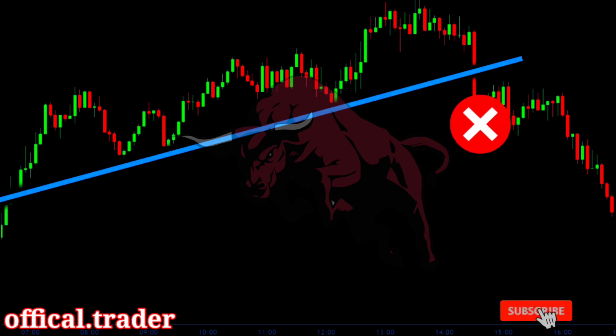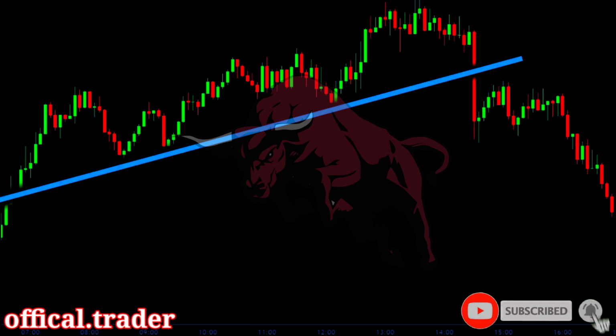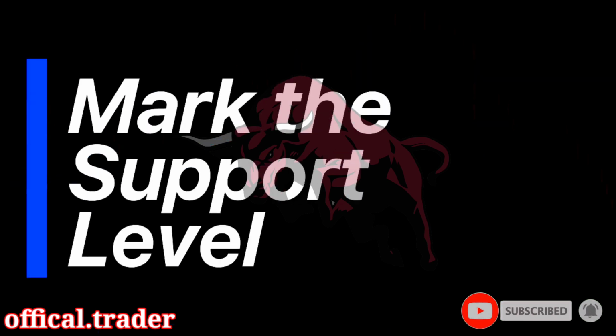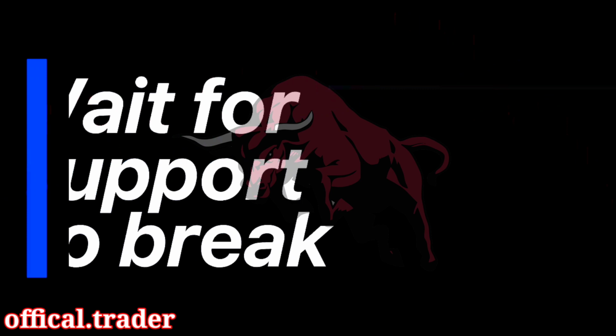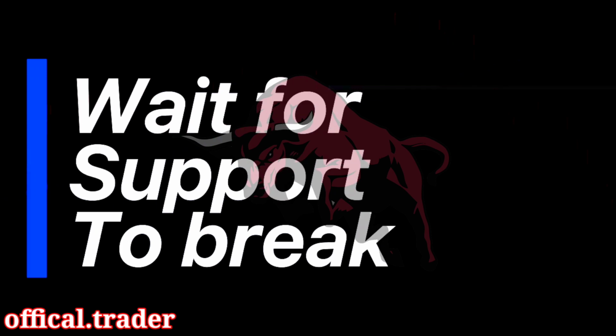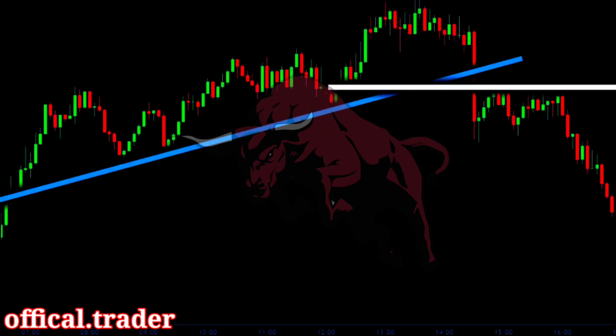But we will not enter a sell trade just yet. The third step is to mark a support level. We will look at the trend line and find the last touch that occurred before the breakout of the trend line. We will extend a line at this point and mark that as a support level. Now the fourth step is to wait for the support level to break. When the price breaks below the support level, we can confirm that the price has found momentum in the downtrend and we can expect a big move on the downside.